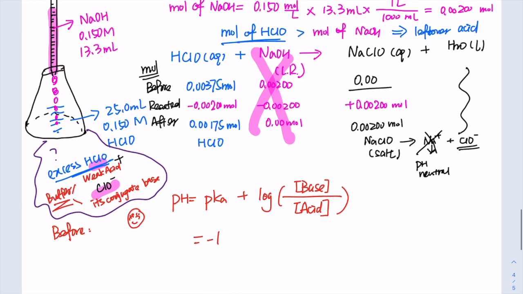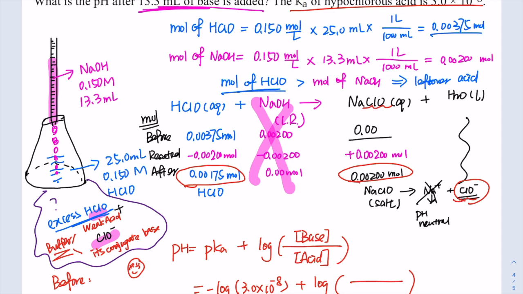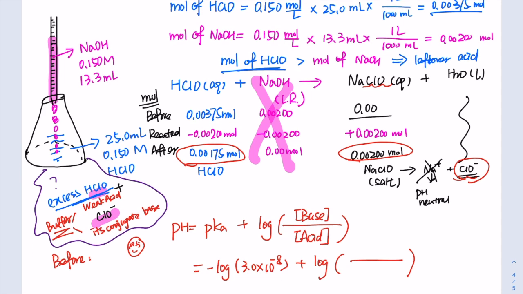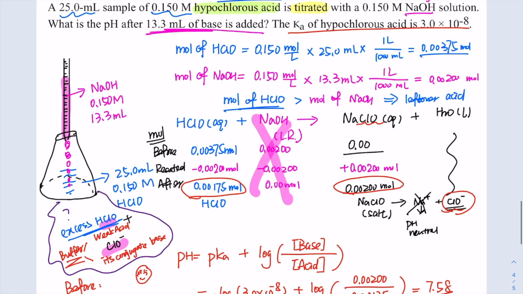That's easy. So let's do negative log of the Ka value, which is 3 times 10 to the power negative 8, plus log base over acid. Which one is the base? Right, look, that's the conjugate base, right? So that's the amount of base, that's the amount of the acid. As we also mentioned, since in the Henderson-Hasselbalch equation we're using a mole ratio and a concentration ratio, and since they're in the same solution, the mole ratio equals the concentration ratio, so we can just use the mole ratio. Okay, so moles of the base over moles of the acid. Take a log of that, do the calculation. So the pH of this titration at this moment is actually the pH of a buffer solution, which equals 7.58.